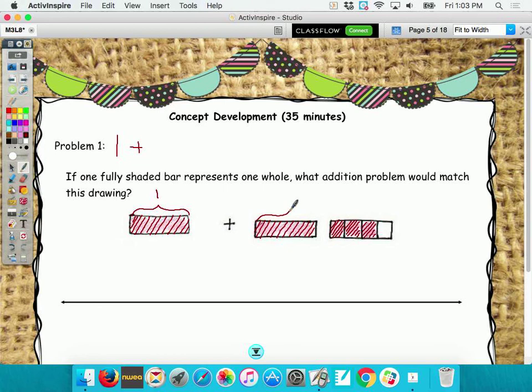1, 1. Another one whole. And 3/4. So we will model this problem on a number line. Now there are several steps we will go through. They're going to seem very simple. I know you already know the answer, okay? That's not why we're doing this. We're not doing this to find the answer.